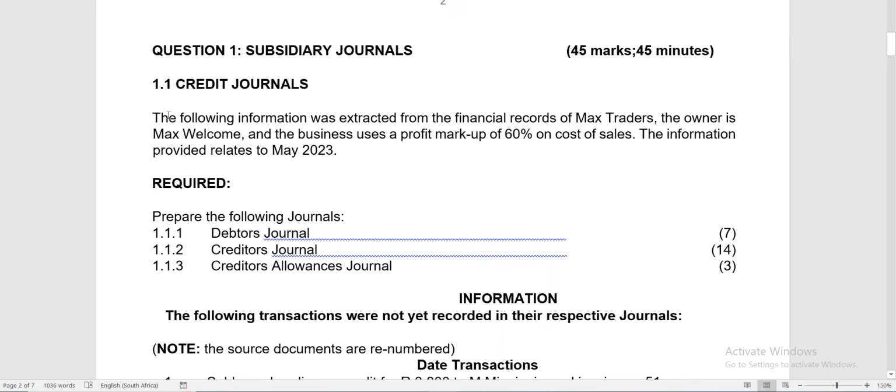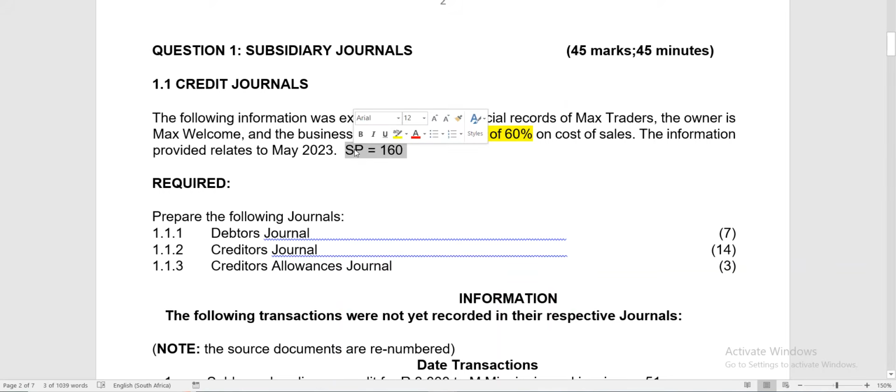Here they're saying that the following information was extracted from the records of Max Traders. The owner is Max Welcome and the business uses a profit markup of 60% on cost. What we know here is that our selling price is equal to 160%, because our cost price is 100% and the markup is 60%, so our selling price will be out of the entire total.